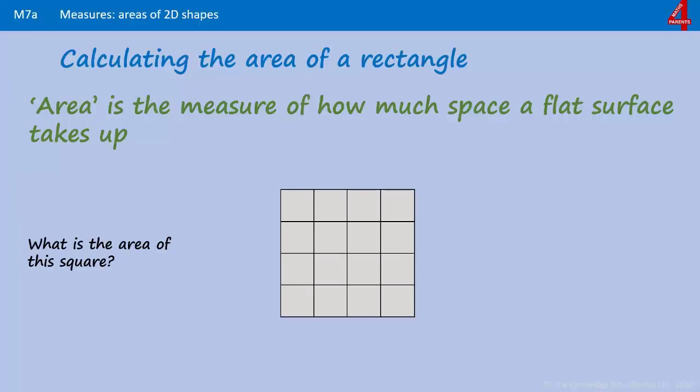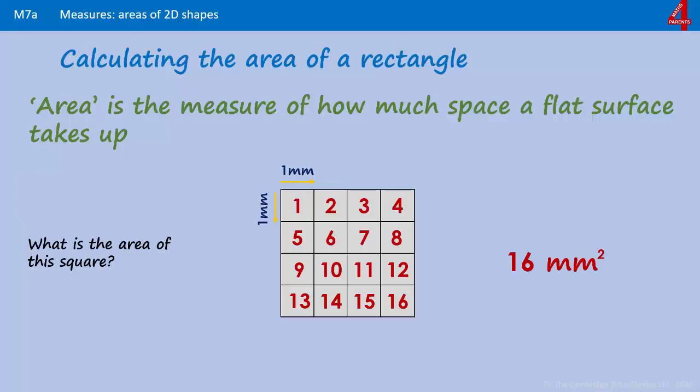It's not just centimetres we use. For this square, we're going to use millimetres, and we're going to imagine that each of these squares is 1 millimetre square. What's the area of this square in millimetres? Pause the video, have a go. We count the squares, you'll see that there are 16 squares in this shape. The area of this square is 16 millimetres squared.